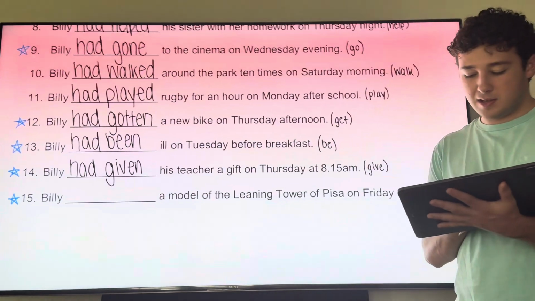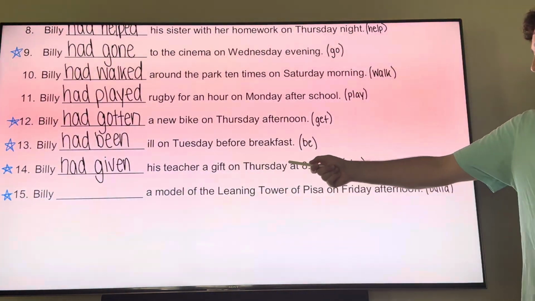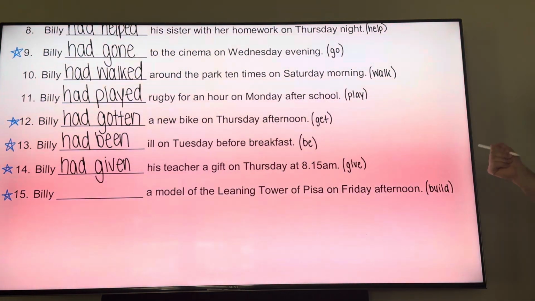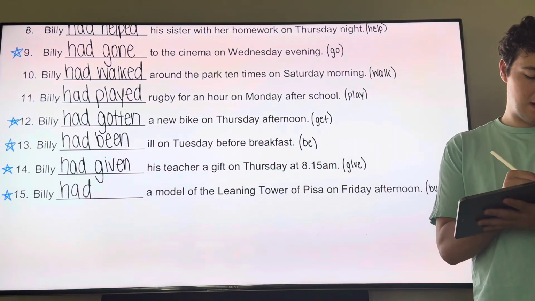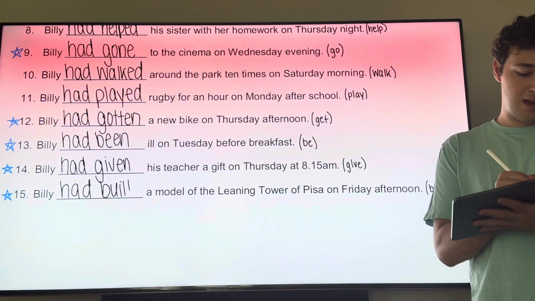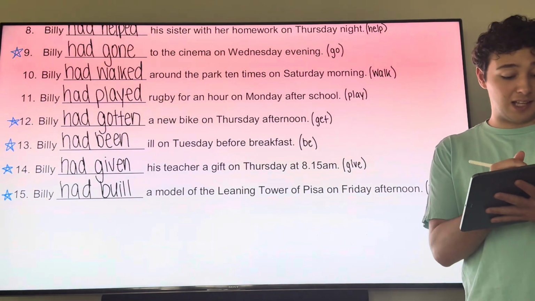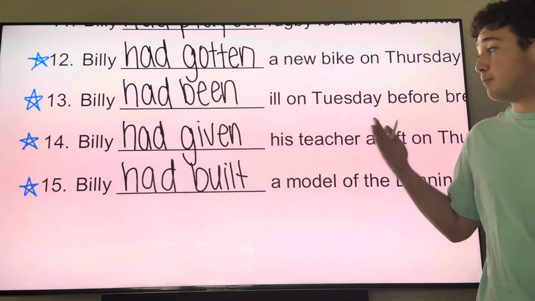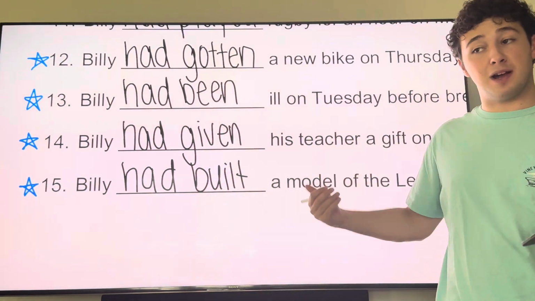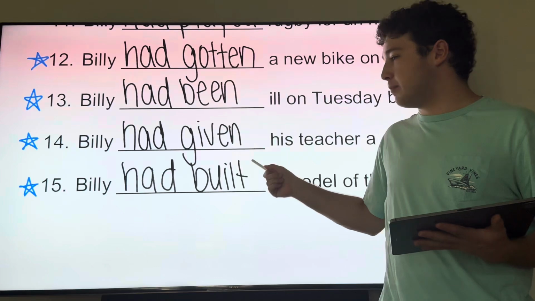And last but not least, Billy blank a model of the Leaning Tower of Pisa. Build would be Billy had built. This is one of the ones that would stay exactly the same as the past simple. The past simple would say Billy built, and the past perfect would say Billy had built.